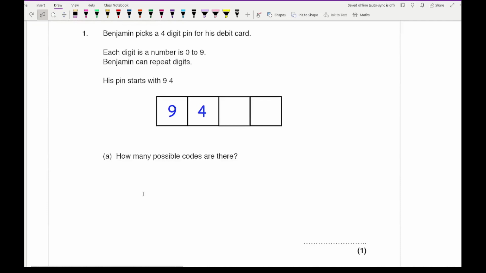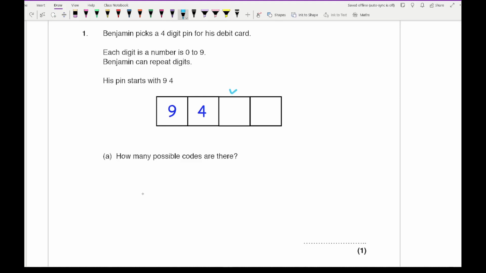This one says that Benjamin picks a 4-digit PIN number for his debit card. Each digit is a number from 0 to 9, and Benjamin can repeat digits. His PIN number starts with 94. How many possible codes are there? So the first two numbers are fixed.